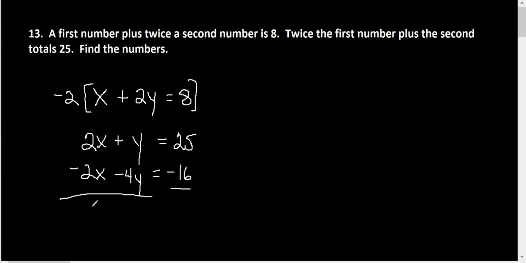Now I'm going to have 0. y minus 4y is -3y. And that's going to equal 25 minus 16, which is 9. So it looks like y equals -3.